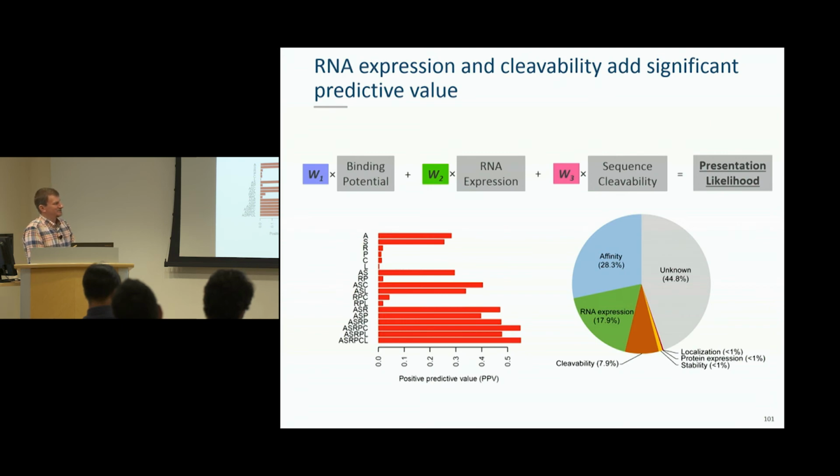And once you have those variables, there's actually relatively little you can do from these other variables like localization or protein expression levels. So it turns out that just having RNA-seq is really enough to define the MHC peptidome. You don't need to do protein expression level experiments.